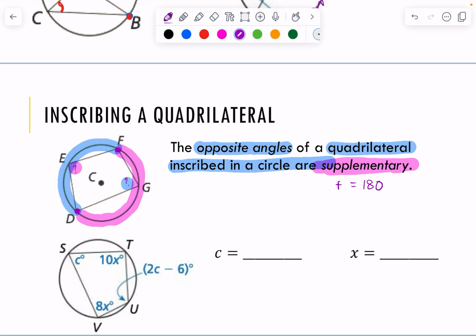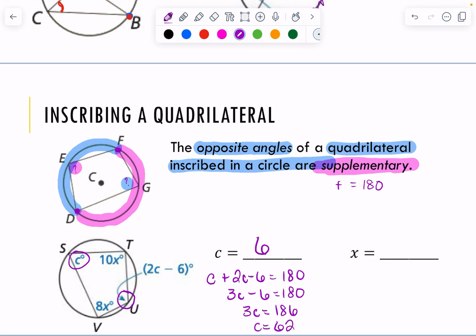So how do we use this then? Well, to find C here, I'm looking at U and S. So what I know is that those two things together are going to add together to equal 180. So that's going to give me 3C minus 6 is 180. So 3C equals 186. So C would be 62.